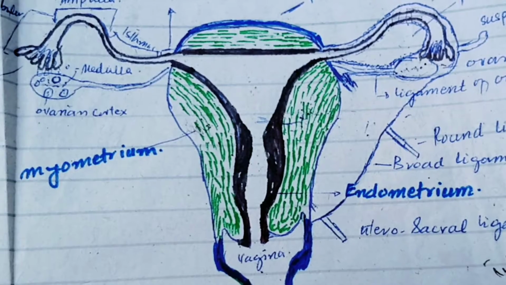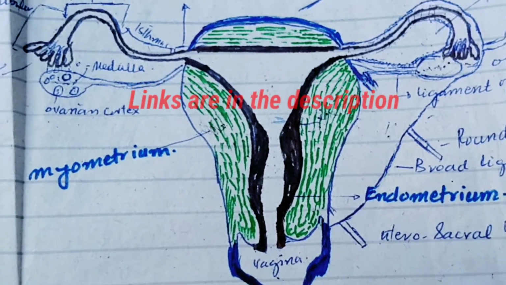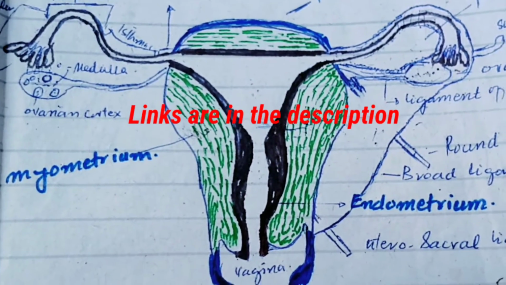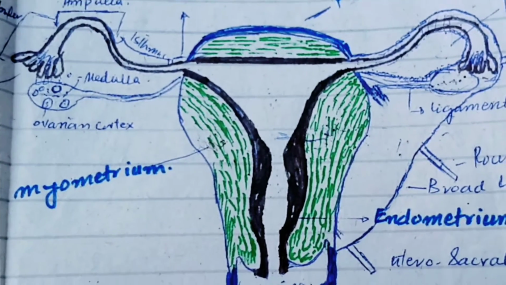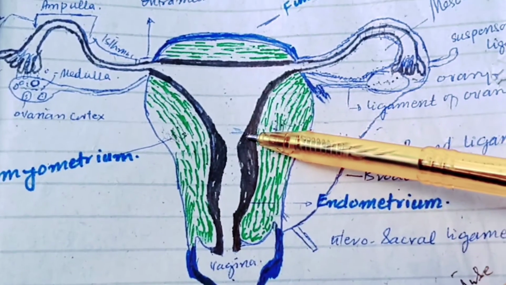Today I am going to talk about endometrial carcinoma, and in the previous video I have already talked about endometrial hyperplasia. So before discussing endometrial carcinoma I am going to talk about the anatomy of the uterus. So here are three layers of the uterus.